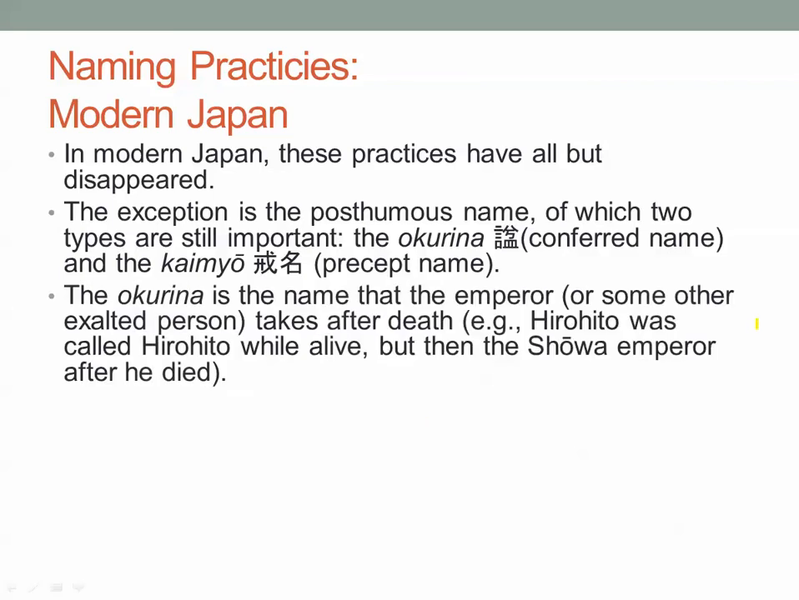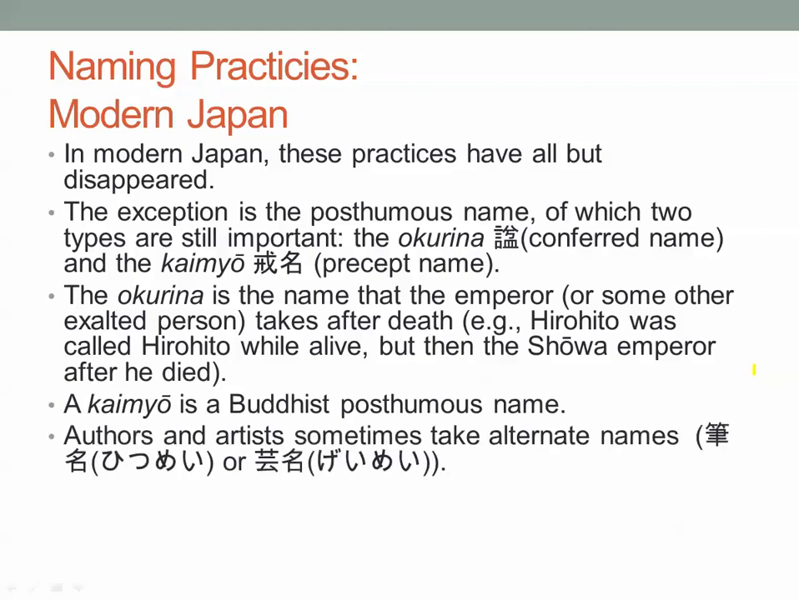The okurina is a name that the emperor or some other exalted person takes after death. So for example, Hirohito was called Hirohito while he was alive, at least by the Americans, but then he's called the Showa emperor after he died. And a kaimyo is a Buddhist posthumous name. People still care about getting kaimyo. And of course, authors and artists sometimes take pen names, alternate names, a pen name or an artistic name. I don't think that's ever going to change. And of course, we see that tradition in the West also.